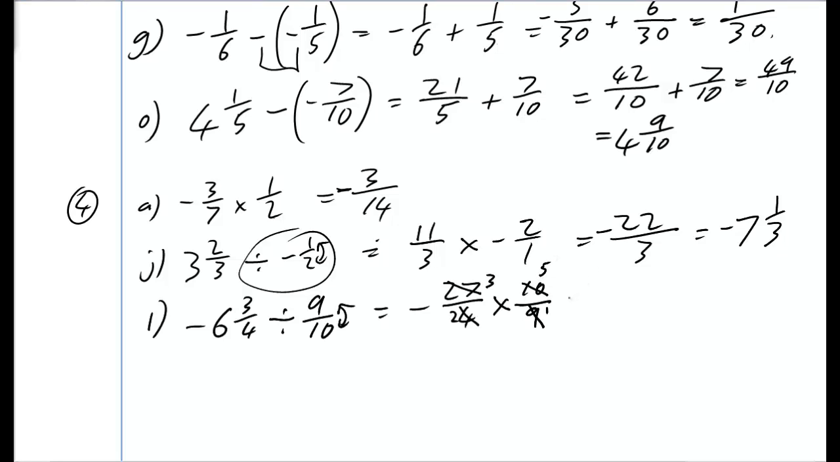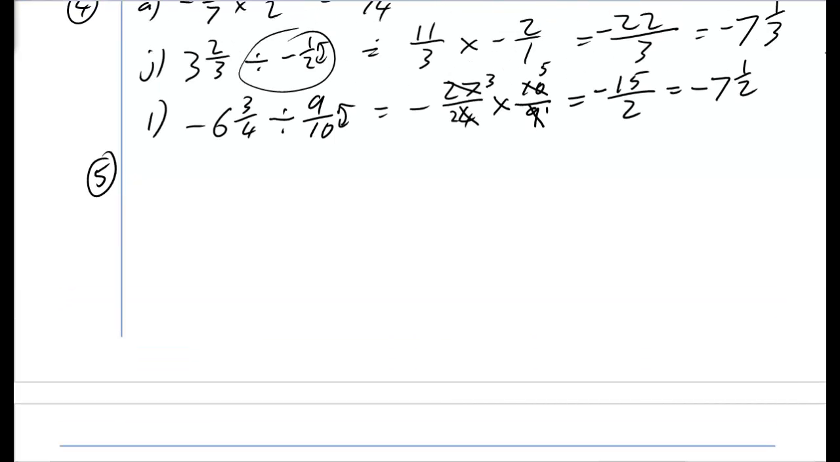Okay, so let's work that out. It's 3 times 5 is 15. 1 times 2 is 2. Now it's a negative times a positive, gives you a negative. Negative 15 on 2, which is negative 7 1/2. Okay, have a go at the rest of number 4. Now number 5 is pretty easy. Number 5, I just want you to use your calculators to do this.